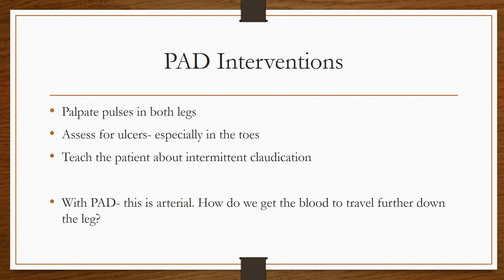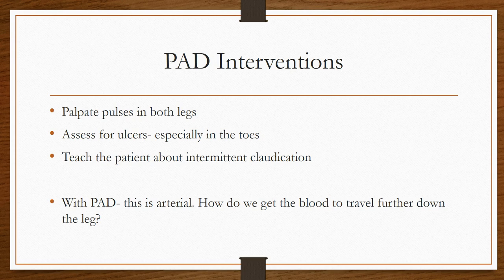Interventions: you're going to palpate the pulses in both legs. Things that you will assess for is if you palpate both legs to find out if they're equal as far as size, temperature, and feeling. You're going to assess for ulcers, especially at the toes, because if there are ulcers, they're never going to heal because of the lack of blood supply. And teach the patient about intermittent claudication. So it's them actually getting good blood supply, then not getting it, and then getting it and not getting it.